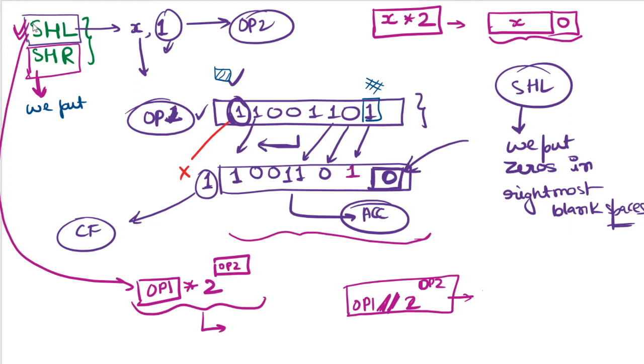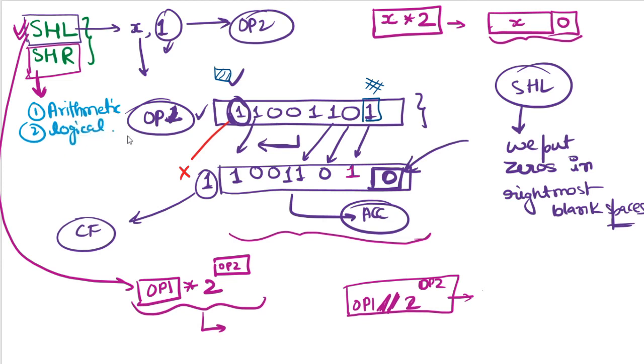Again, we will discuss all of these in great detail when we discuss data formats, the format of data values. But for now, just get it this way, that shift right is of two types: arithmetic shift right and logical shift right.